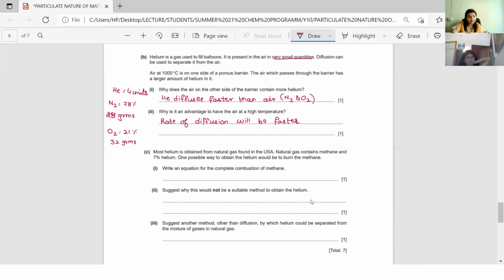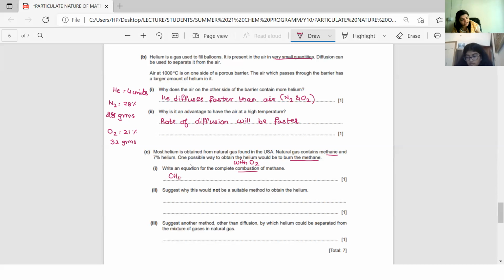Most of the helium is obtained from natural gas found in USA. Natural gas contains methane and 7% helium. One way to obtain helium would be to burn methane. So now remember, combustion of methane. Combustion means reaction with O2, and the product will always be carbon dioxide and water. This combustion reaction is generally a part of organic chemistry. So don't worry, when there is a term test for you and if this chapter is coming, they won't ask you any questions which are not related to this. This question is not related directly to states of matter, so don't worry about that.